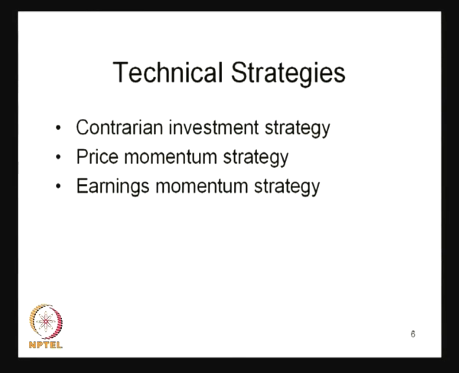Then we have the other strategy, which is based on the technical aspects. The investor uses technical analysis or the different kinds of charts and diagrams to conclude which stocks we should take. In the technical analysis part we have read this. So, in this case the technical strategy talks about the contrarian investment strategy, price momentum strategy and the earnings momentum strategy.